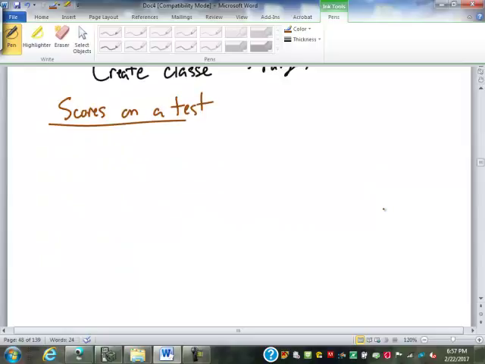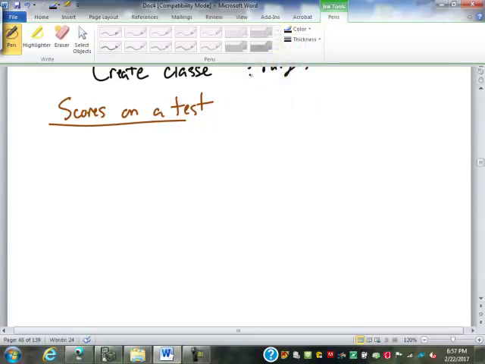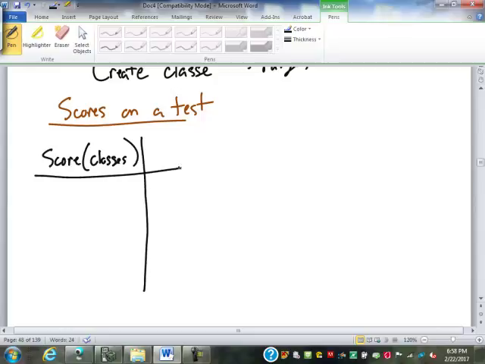And you really can't possibly list out every possible score on a test. And to save time, because I'm getting long-winded here tonight, I'm not going to list out the raw data and construct the frequency distribution. I'm just going to give you the frequency distribution. So the first column, I'm going to label it score or classes or class. And then frequency again.